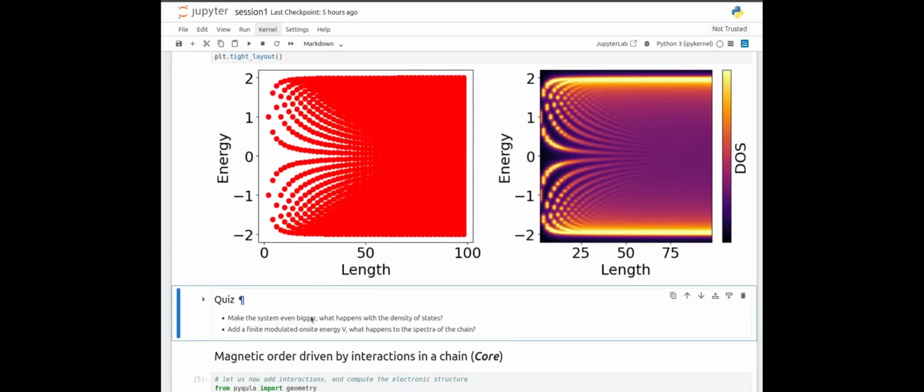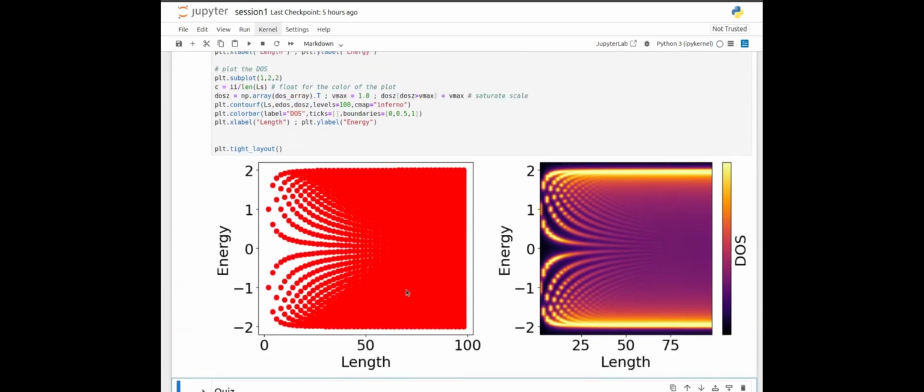And now the next question is to add a finite modulated on-site energy V and see what happens to the spectra of the chain. This effectively breaks the original translational symmetry that the chain has. And this is something that we can do just by looking at this function over here, that is a perturbation that we add. And so effectively by default, there's no perturbation, so the value is 0.